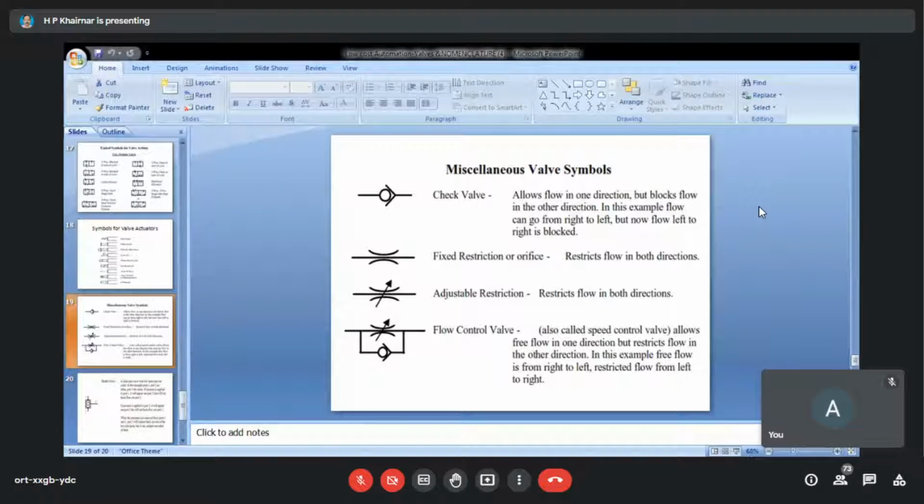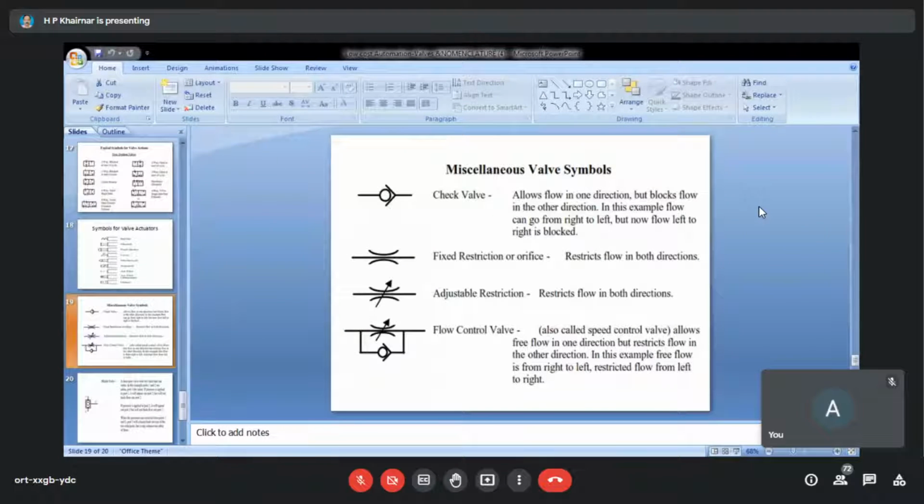In this example, free flow is from right to left and restricted from left to right. So it is a similar thing. The only addition with this valve is the restriction or orifice kind of facility. So pressure or flow of air is adjusted as per your requirement.